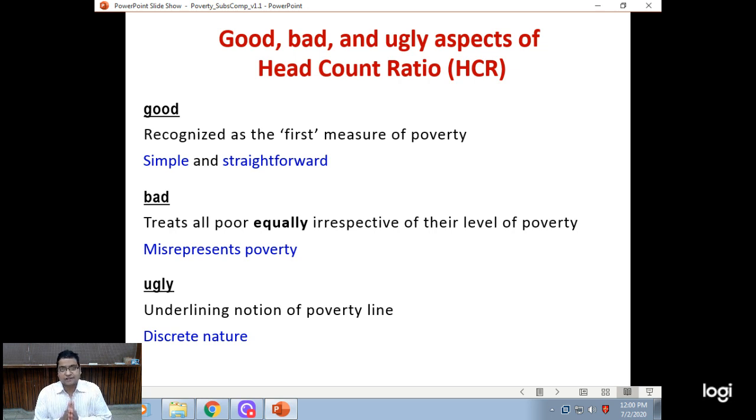And of course, the ugly part of the head count ratio, if I can put it, is the concept or notion behind the poverty line itself, that there is a magical line which can divide the population into poor and non-poor, in the sense that if you fall below that income line, you are considered poor, and if you are above that income line, you are considered non-poor. This is that discrete nature of the poverty line which is ingrained in the concept of head count ratio.